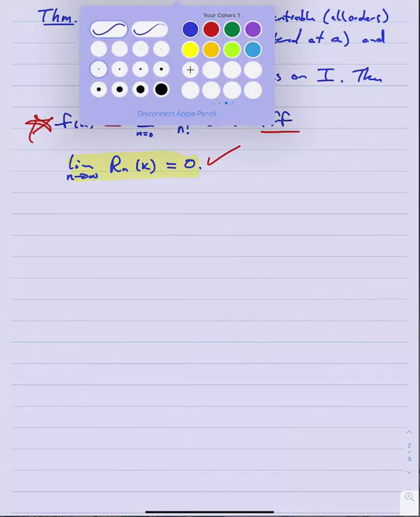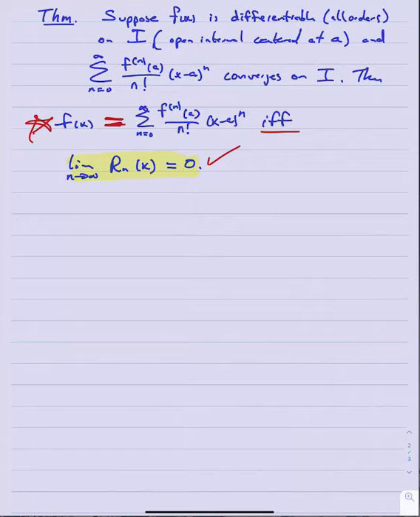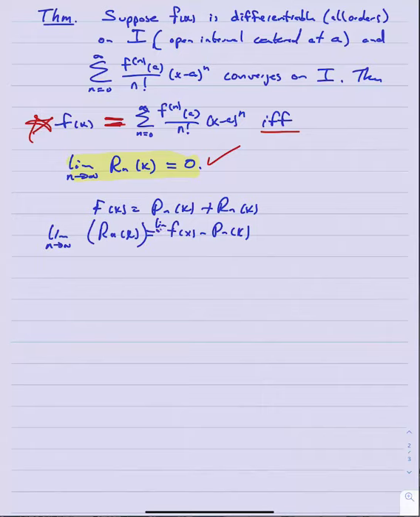Again, we're not going to prove this, but the idea should be pretty plausible. If I think f of x is equal to Pn of x plus Rn of x, that is the same thing as saying Rn of x is equal to f of x minus Pn of x. And if I took the limit as n goes to infinity of both sides, then the limit of f of x is just f of x, just some value of the function, minus the limit as n goes to infinity of Pn of x.